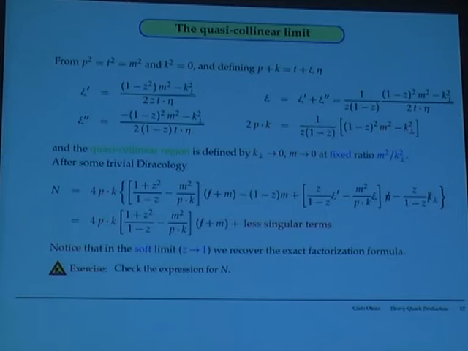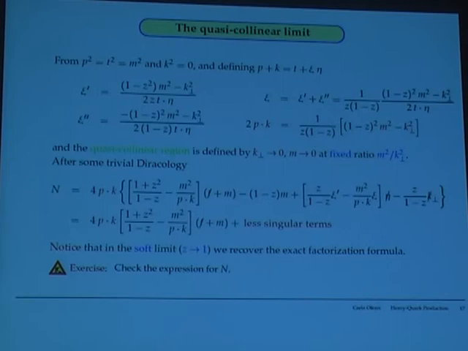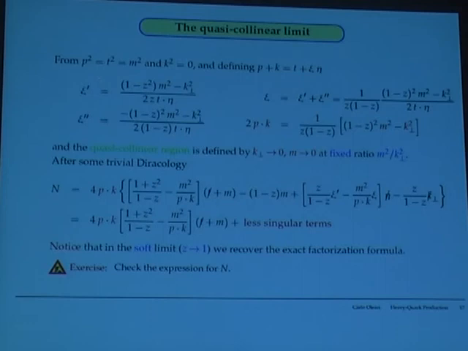Now, p squared and t squared are equal to m squared. k squared is equal to zero, because this is the momentum of the quark and this is the momentum of the gluon. In addition, I can introduce another component, let's say p plus k is going to be t plus c eta. And from this relation, I can derive c prime and c double prime. And I can derive my expression of p dot k.